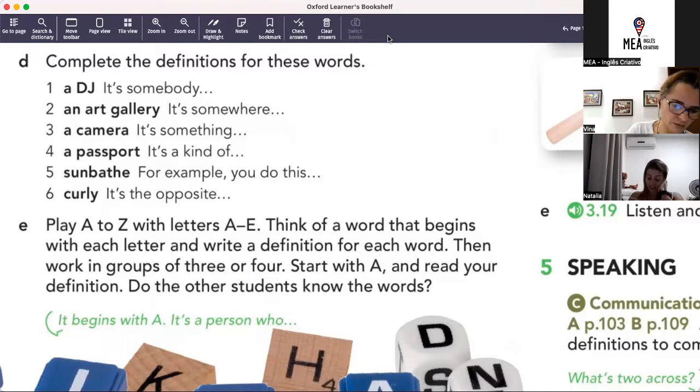I think I finished. I finish. Eu acho que eu acabei, né? Porque também. Why Portuguese?